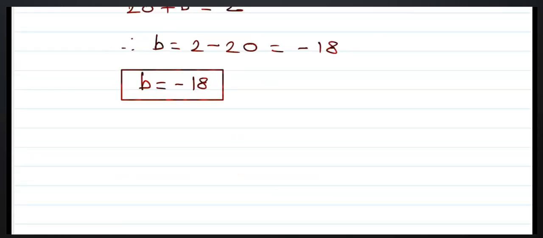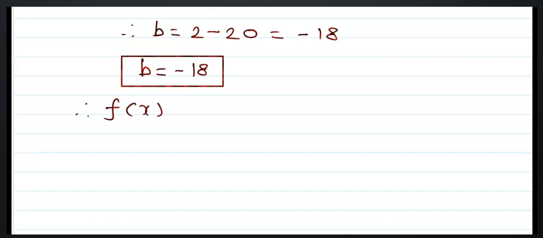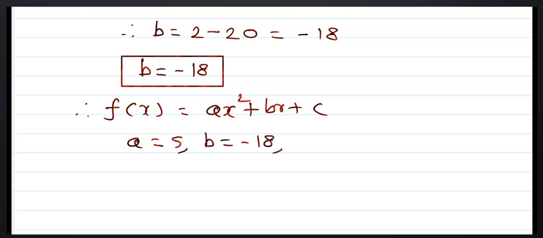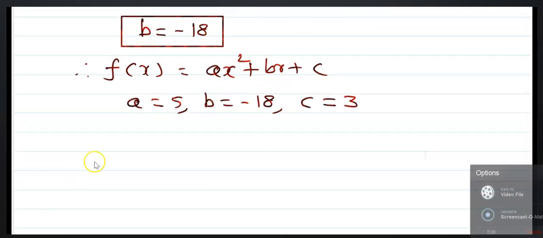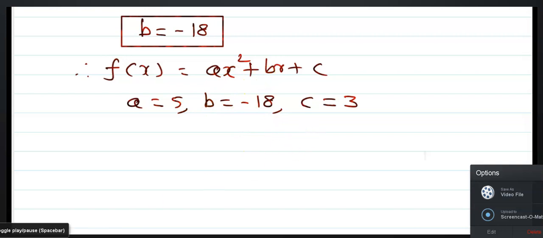Therefore, we have all the three values. That is f of x is equal to ax square plus bx plus c, where a is equal to 5, b is equal to minus 18, c is equal to 3. Now substitute the values of a, b, c here. You will get 5x square minus 18x plus 3. This is the polynomial.